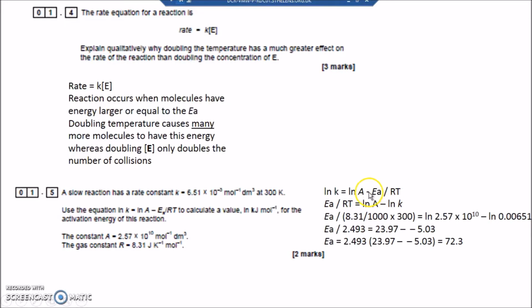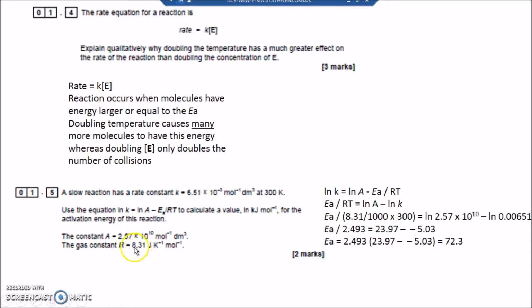So what I'm going to do is I'm going to take away Ea, activation energy divided by RT, to the other side, and that becomes positive, and I'm going to take ln k across to the other side, and that becomes negative. So we now have positive Ea divided by RT on the left hand side equals ln A take away ln k on this side, and we just put some numbers in then.